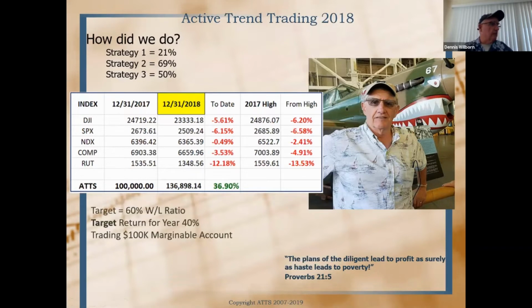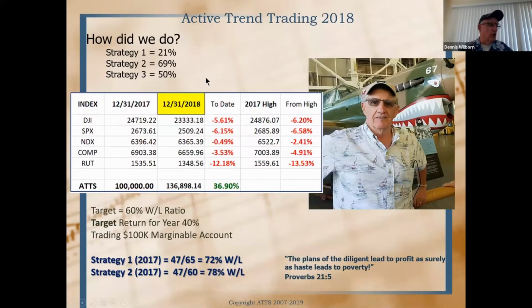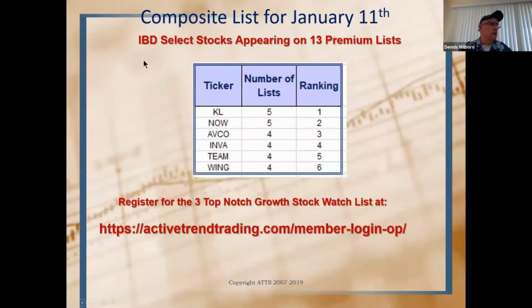Every year, with active trend trading, we shoot for a 60% win-loss ratio. My target objective is a 40% return for the year. I trade a $100,000 marginable account, and over the past years, we have basically generated 31% since 2012 on a yearly basis.